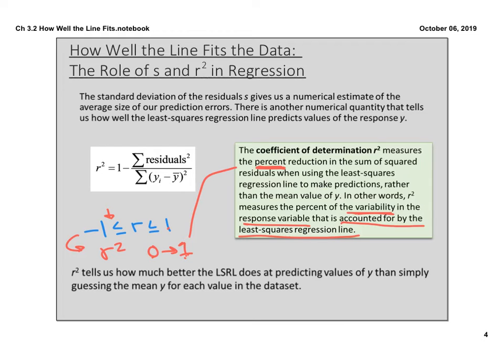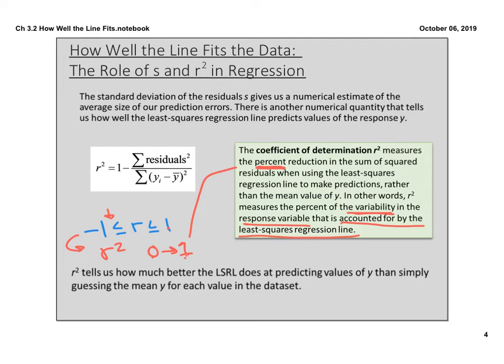Because we know that the equation of the line is not going to be perfect. We know that the equation of the line is going to be off a little bit. It's not ever going to be a perfect model. It's very rare to get a perfect model for your data set. So how much of that variability, how much of that residual can be blamed on the LSRL? Okay, that's what R squared is.